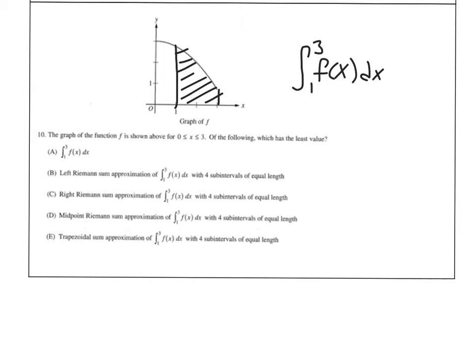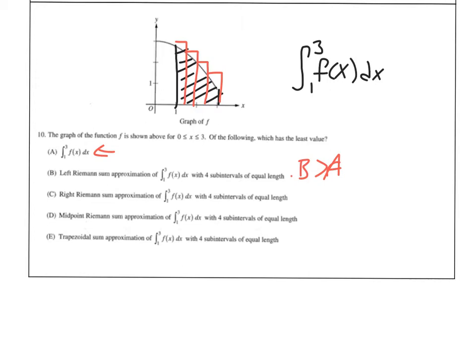A left Riemann sum with 4 subintervals, okay? So that would be starting from the left side, and look something like this. And the first thing that you need to know is that these are all bigger than the actual value. So if this is the actual value, the left Riemann sum would be bigger. So I'm going to say that B is greater than A, just to get that started.